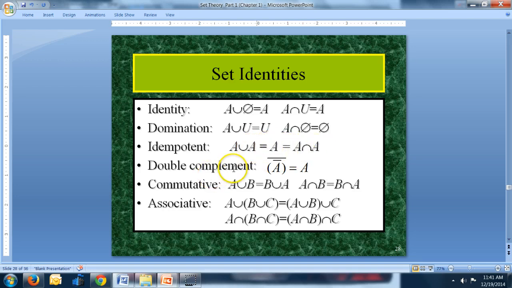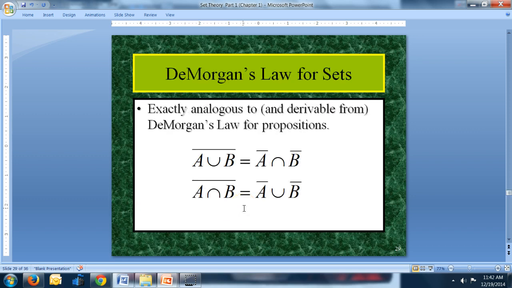The double complement: the complement of the complement is back to A. The commutative property is A union B is the same as B union A, and A intersection B is the same as B intersection A. That applies also to more than two sets, and in that case we can use the associative property. Now, this is a very important one. We use it in here, and we use it also in logic when we talk about negation in the logic identities.